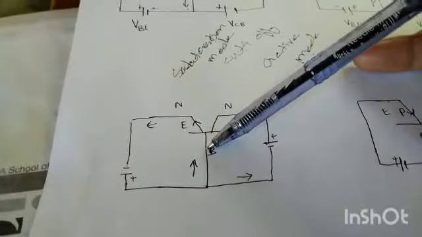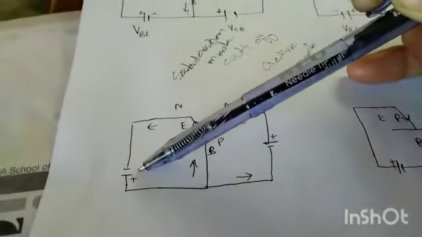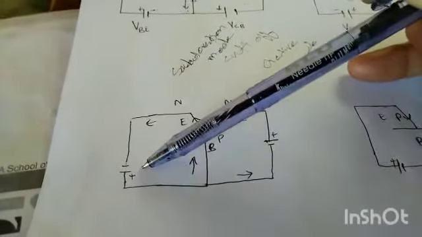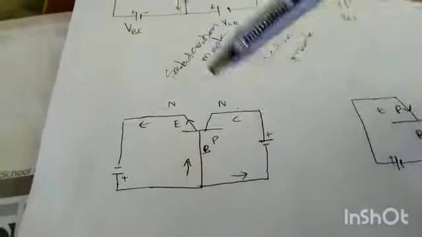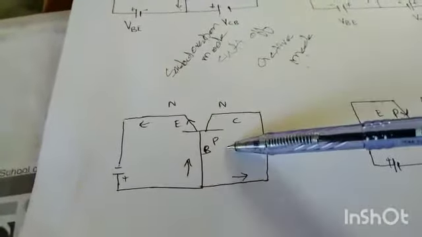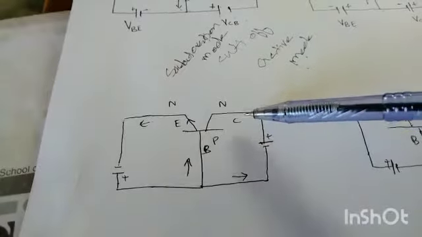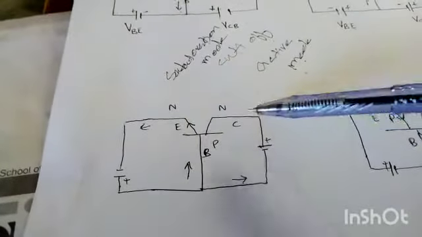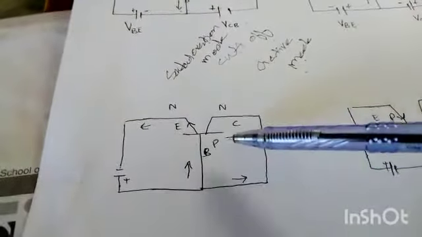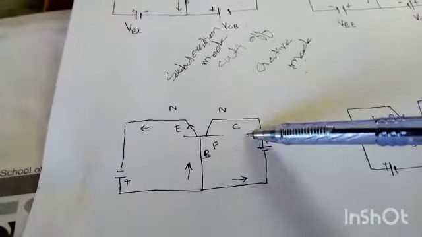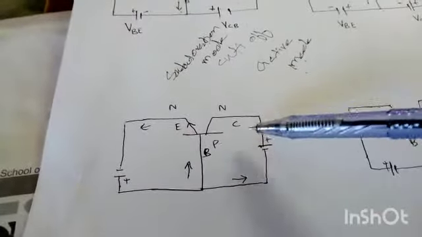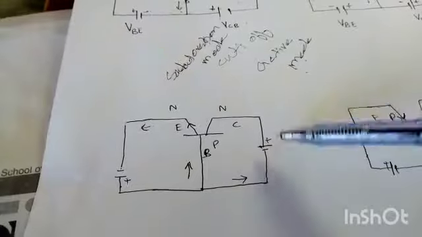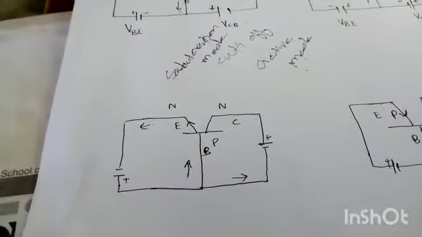Now the emitter base junction, that's your input circuit, is in forward biased mode, and we make the collector base junction reverse biased, such that we connect the positive with the N terminal and negative with the P terminal, meaning positive with collector and negative with base. Now this circuit, that is your output circuit, is in reverse biased mode.